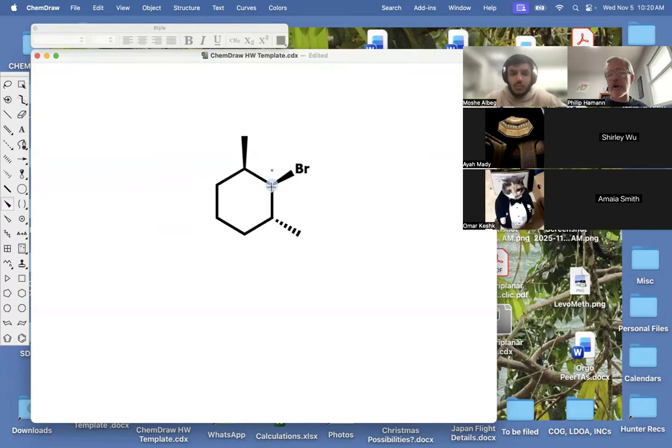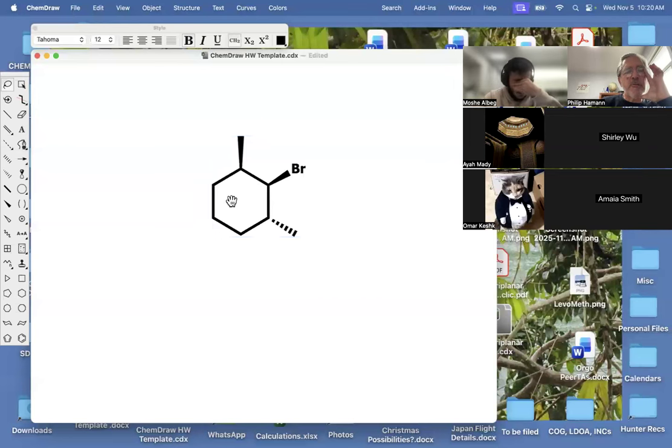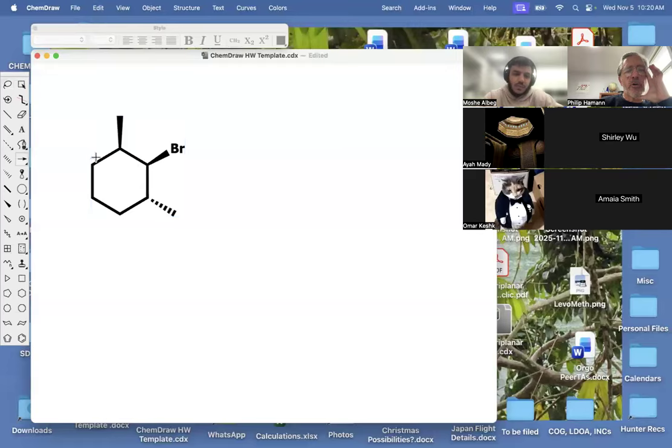Transdiaxial is just antiperiplanar in the context of a cyclohexane. Okay, so this bromine needs a hydrogen anti to it, trans to it. This hydrogen, not so much, it's cis. This hydrogen is in the right place. And so if you eliminate this, there is only one possibility at all. This is going to be highly stereoselective.